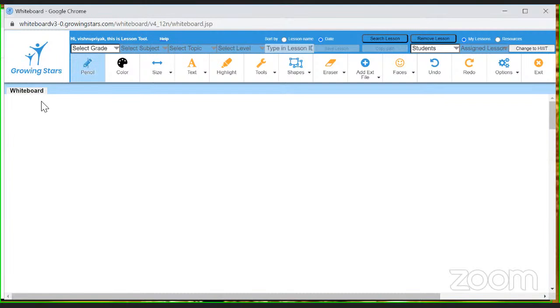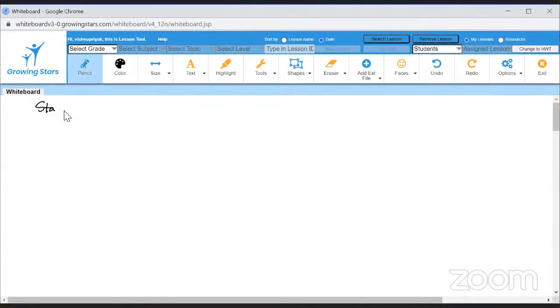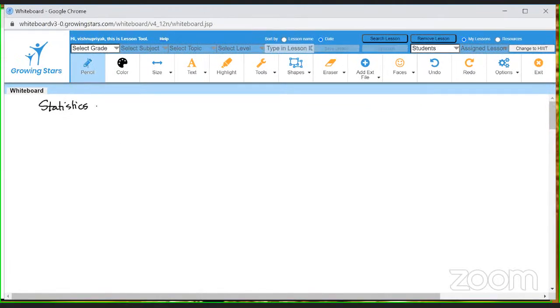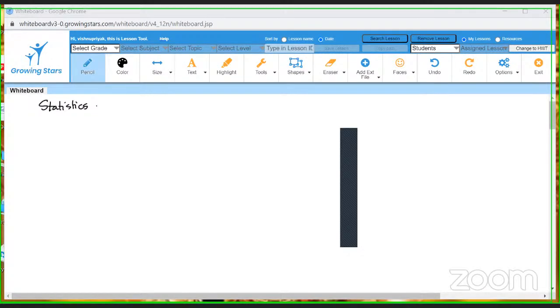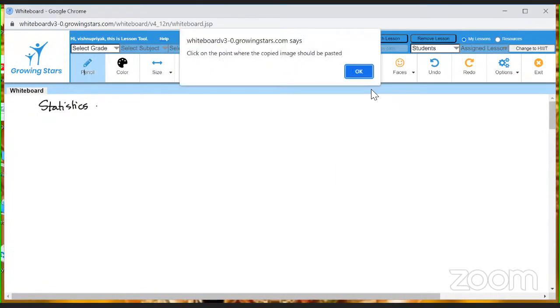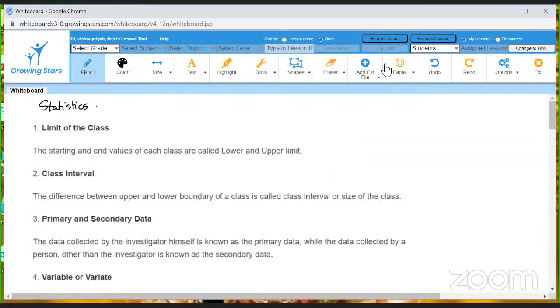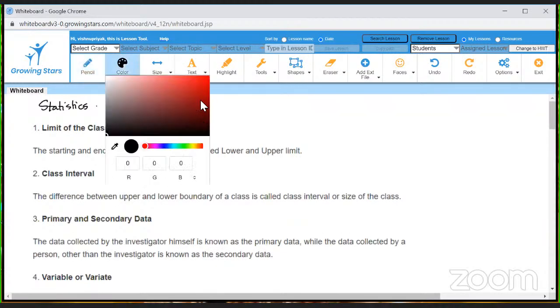So today we will start the new chapter, that is statistics. In statistics, you have many important terms which you have to learn. There are many formulas also, so you should not get confused. First of all, what is limit of the class?